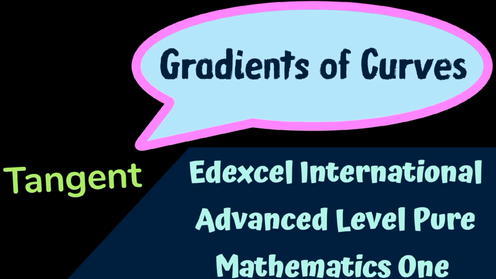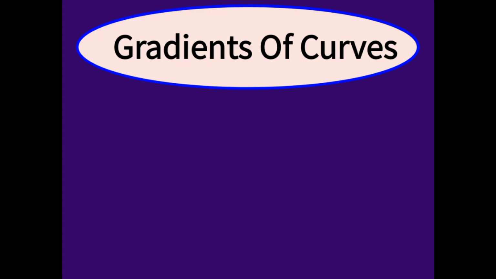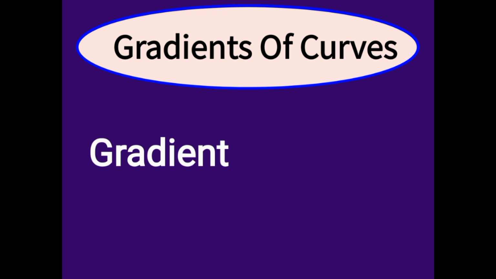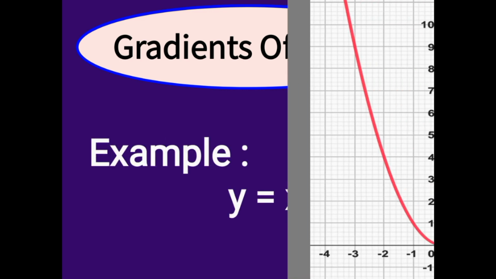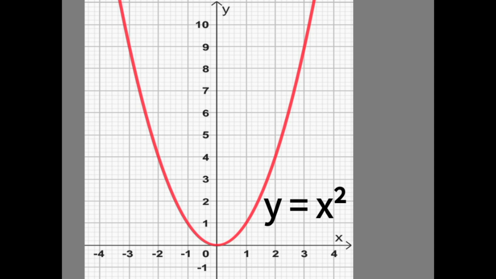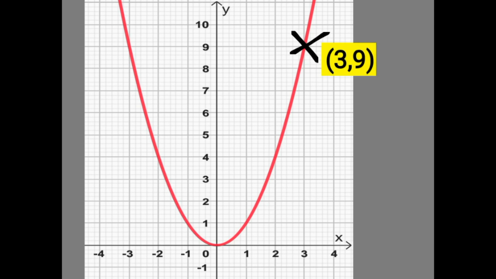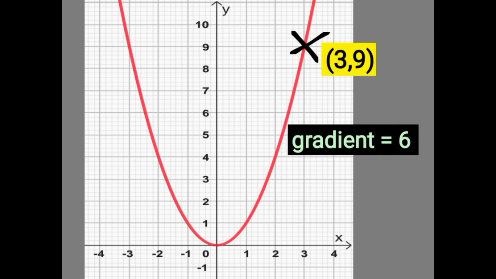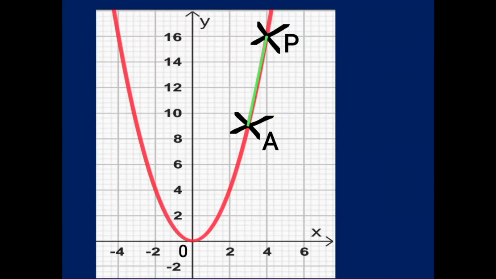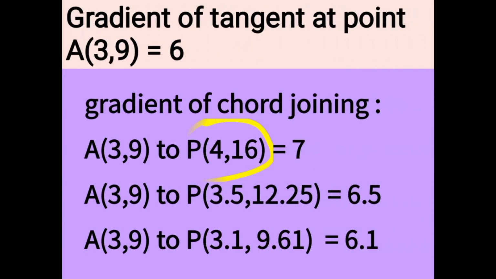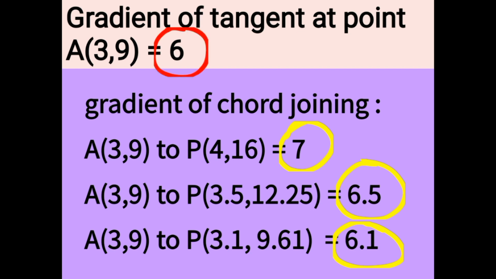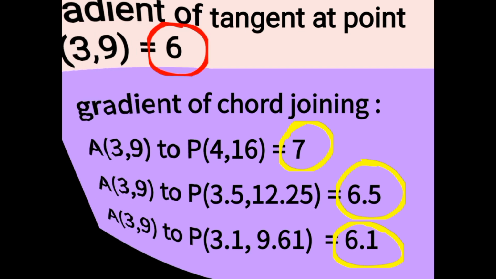So, in my previous PO Maths video, we learned how to calculate the gradient of a curve at a given point. As we saw earlier, I took the graph of y equals x squared for an example and found the gradient of the curve y equals x squared at the point A with coordinates 3, 9 is 6. And we also found the gradient of the chord AP connecting point A to point P. So, we learned earlier as point P gets closer to point A, the gradient of the chord AP got closer to the gradient of the tangent to the curve at point A.